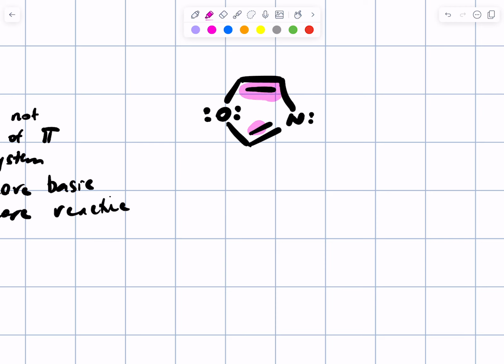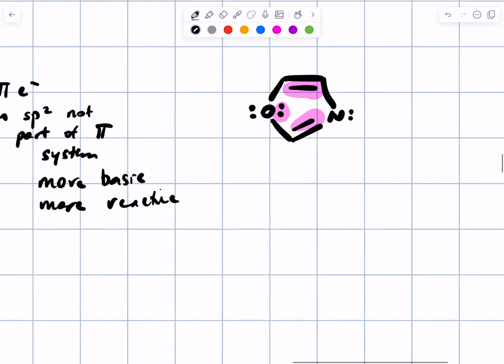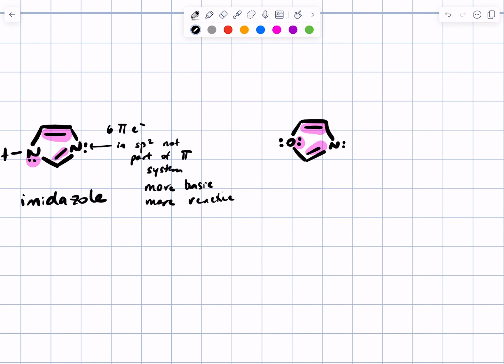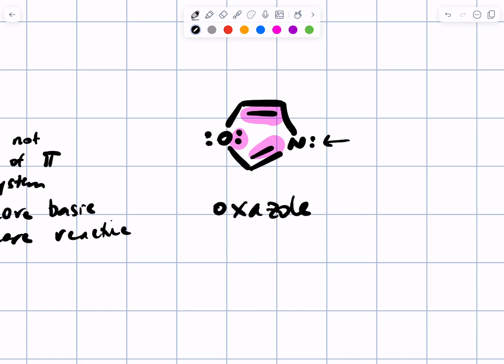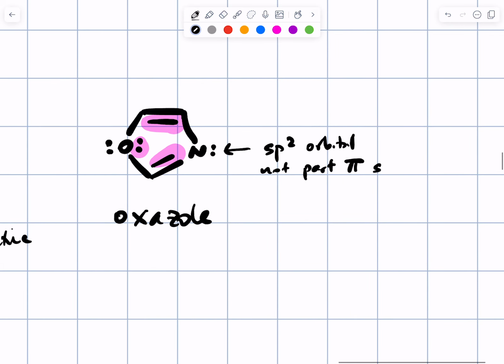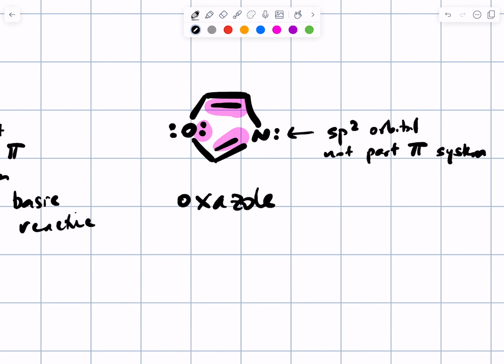Now, the nitrogen we don't need to spend a lot of time on, for the same reasons that the lone pair on that doubly bonded nitrogen doesn't count in imidazole. It also doesn't count in oxazole because it's in an sp2 orbital, not part of the pi system, actually perpendicular to the system of pi orbitals. Let's talk about the oxygen. How come only one counts there?